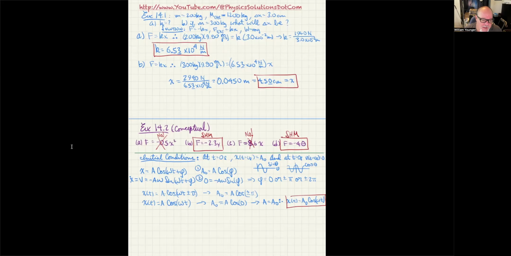Whether phi equals plus pi over 2 or negative pi over 2 depends on v equals dx dt, which is negative omega a sine omega t plus phi, which equals negative omega a times the sine of phi at t equals 0, which we are given as positive. Since the velocity is positive, we have to choose phi equal to negative pi over 2. So that's another case that we could do for an initial condition. And let me write that out here. So initial condition.